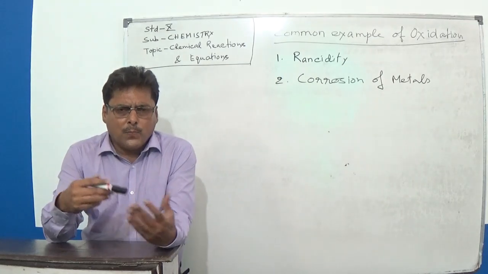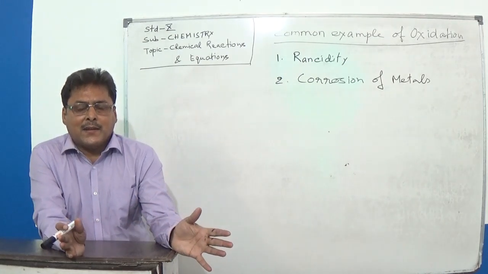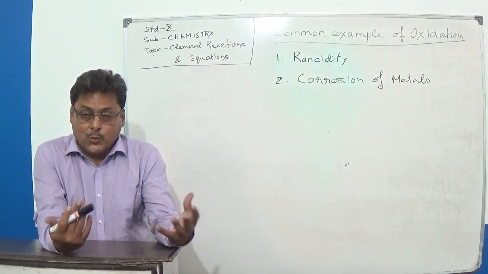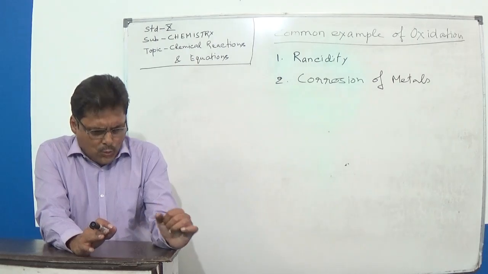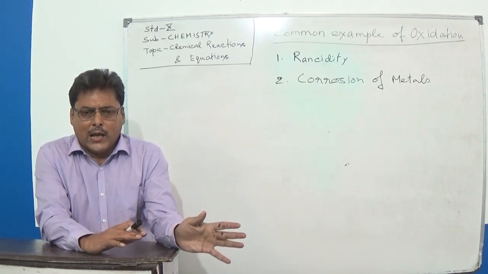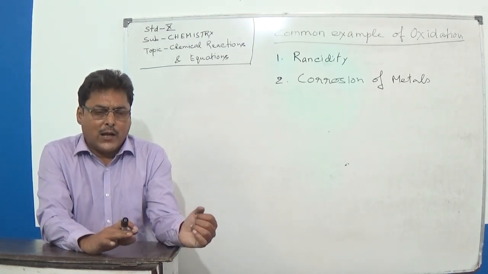There are methods of preventing this rancidity, like vacuum packing, adding nitrogen instead of air, etc. Let us look at some of the common examples of how we can prevent rancidity and preserve food for a little longer.